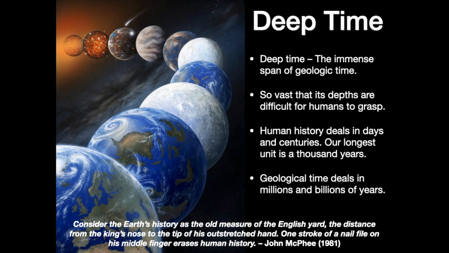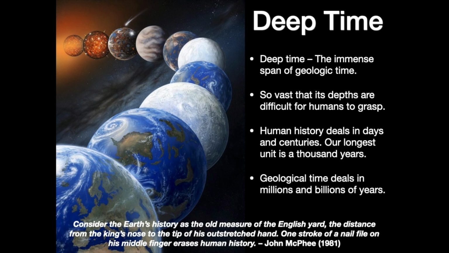If we consider the Earth's history as the old measure of the English yard, which was actually the distance from the king's nose to the tip of his outstretched hand. How about that? Did you know that? I don't know, did they change that every time there was a new king? Like, have to adjust measurements, guys. Suddenly you just lost some land, or you're going to gain some land because the king's got a shorter arm or a longer arm, right? But that was the original measurement, from the tip of the nose to the outstretched fingertips. The longest finger was actually considered to be a yard.